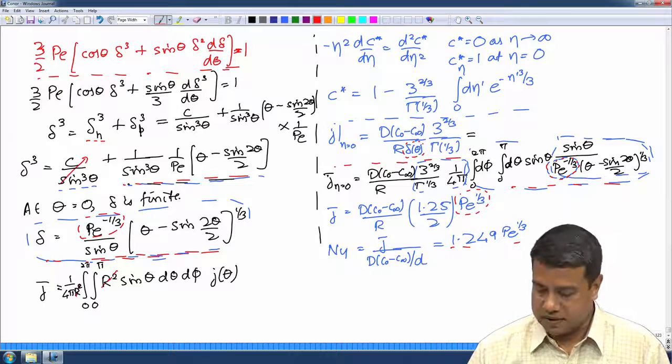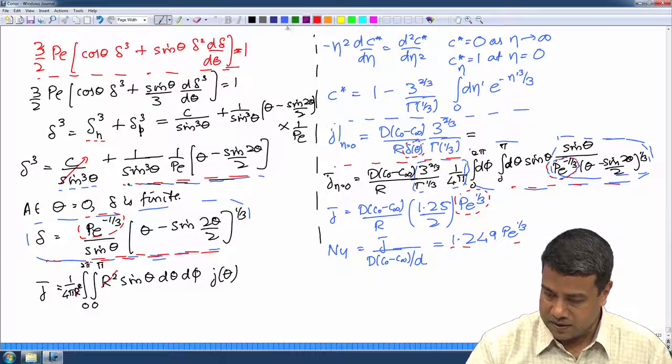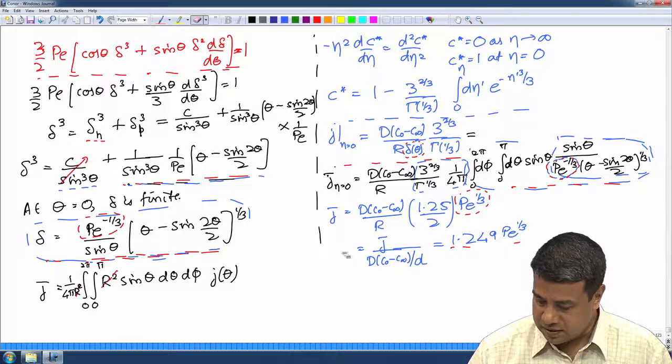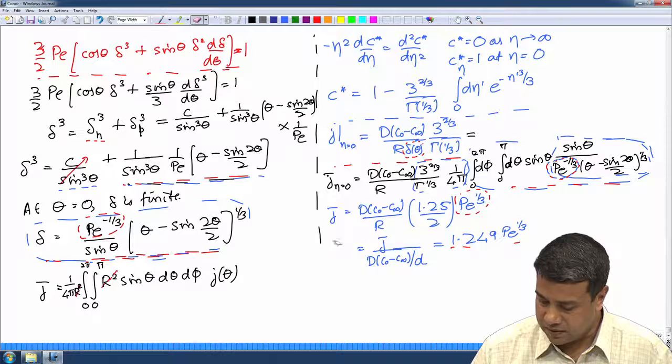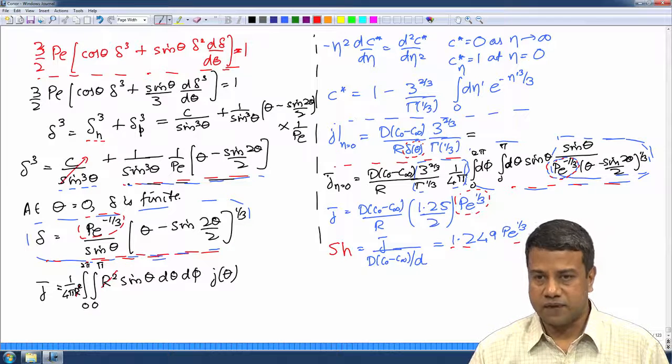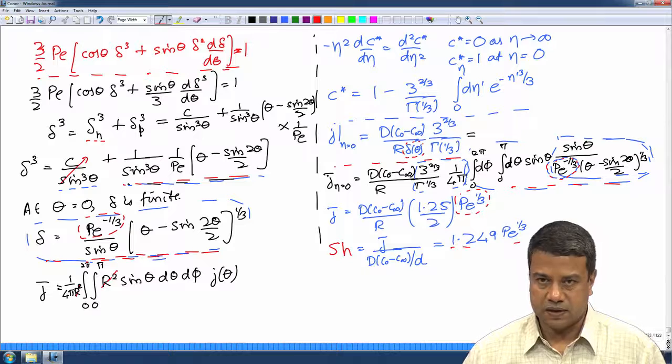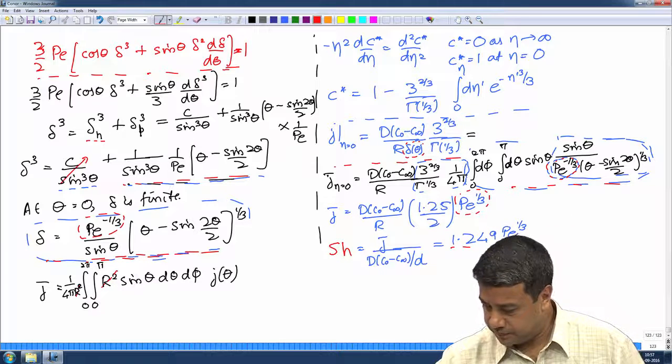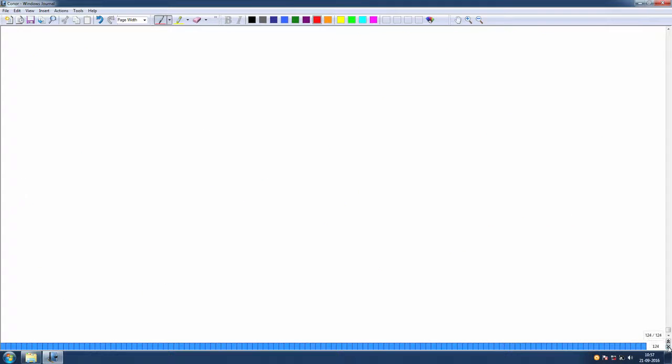Therefore, the flux, the Nusselt number, or in this case, since it is mass transfer, it should be the Sherwood number. Okay. It will always go as Peclet number to the plus 1/3 power times some constant. That constant has to be determined by evaluating the solutions for the boundary layer thickness. So, what about situations where we do not have a no slip condition?